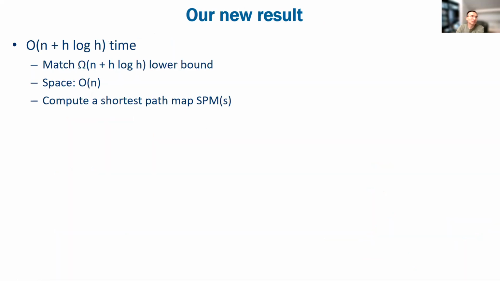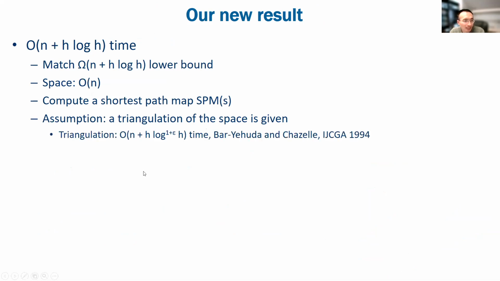Here is our result. We get n plus h log h time and linear space, matching the lower bound, and this computes a shortest path map. But we have an assumption: suppose a triangulation of the domain is given. Right now, the best triangulation algorithm takes this much time, with an additional plus epsilon there. Of course, triangulation is a different problem. But with the triangulation algorithm, the total time is dominated by the triangulation algorithm.